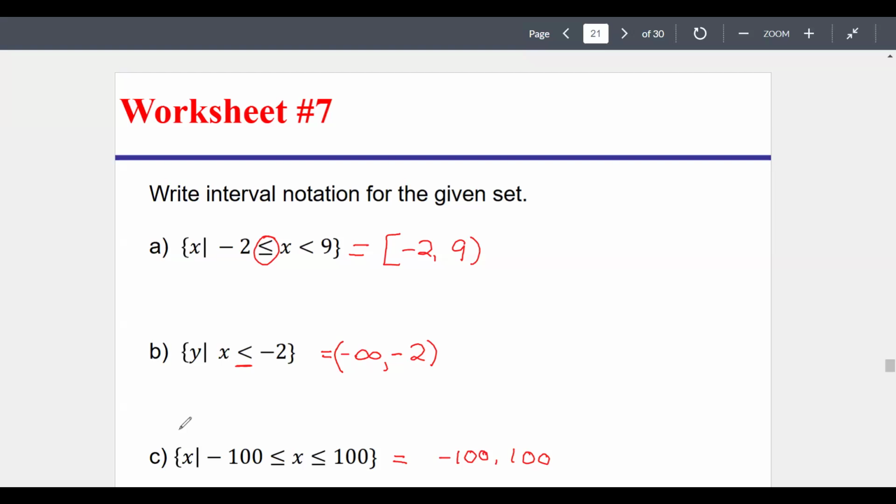And then for C, x is between -100 and 100. And at both sides, I have a less than or equal to, so we'd have a bracket on both sides. And make sure negative 100 is first, and positive 100 second.